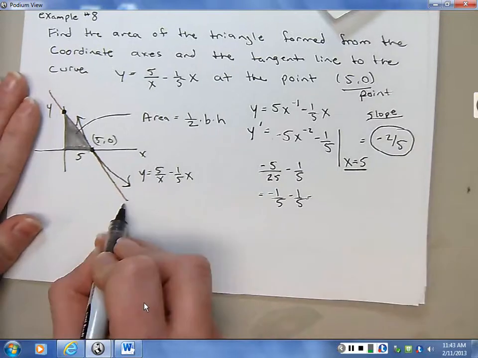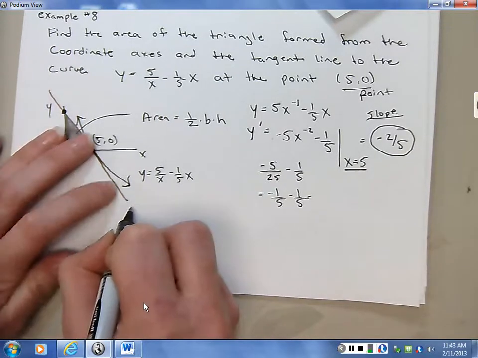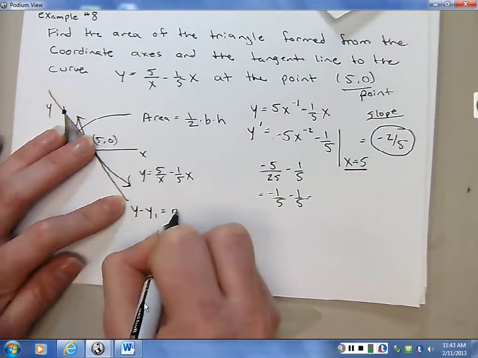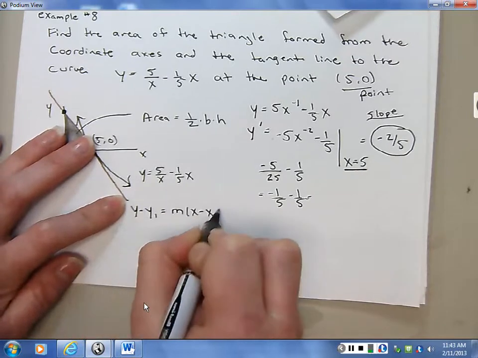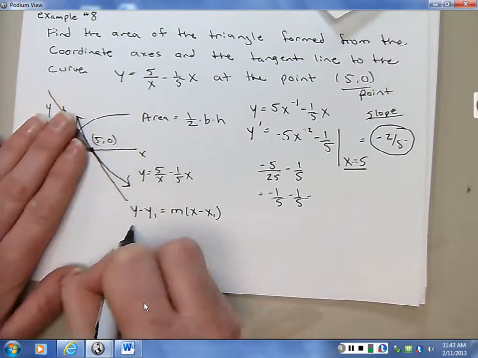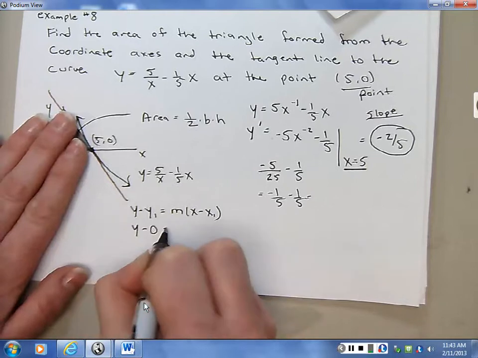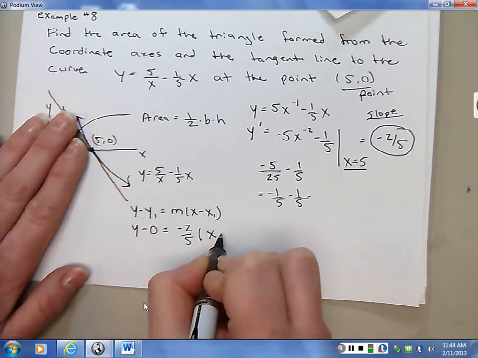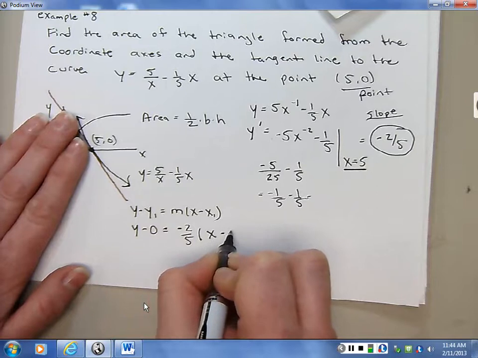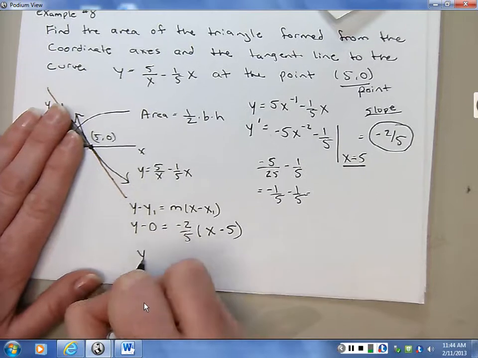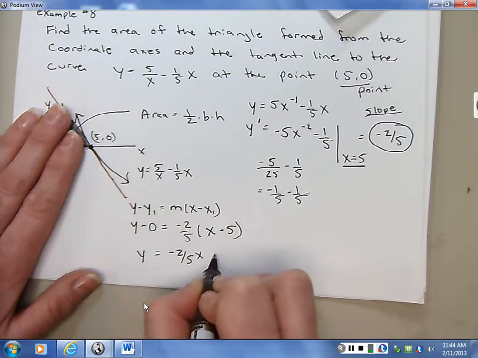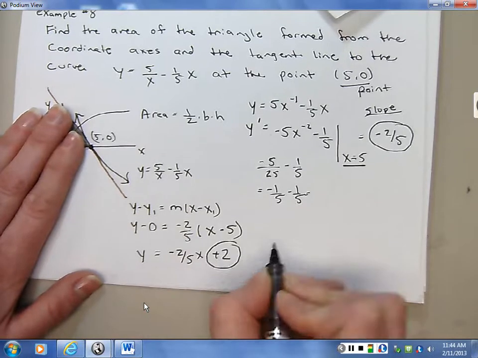So now I need the equation of this tangent line. The equation of the tangent line would be y minus y1 equals my slope times x minus x1. So I'd have y minus 0 equals minus 2/5 times x minus 5. So I get y equals minus 2/5 x plus 2. That's my y-intercept, right?